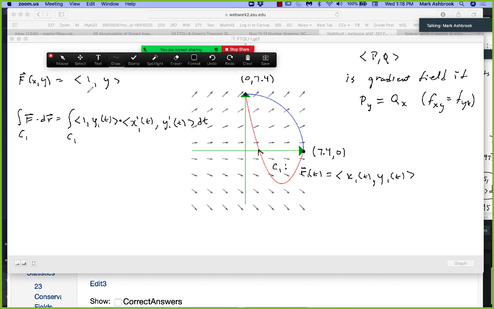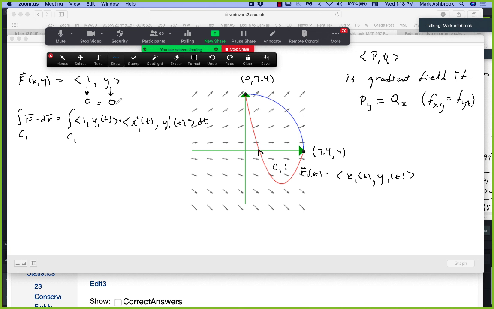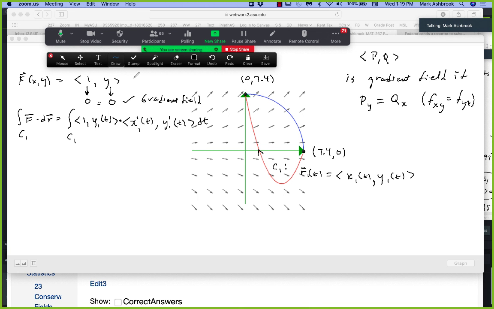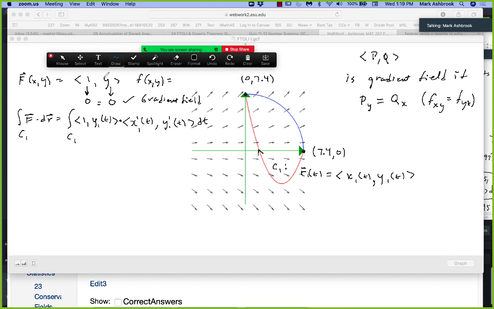So let's do it. What's the rate of change with respect to y? 0. And what's the rate of change with respect to x? 0. Equal. Gradient field. So there must be a potential function. This is a pretty easy one to figure out. What is the potential function? It's kind of like a function of x and a function of y, so we just do the antiderivative of each and add them together. x plus y squared over 2.